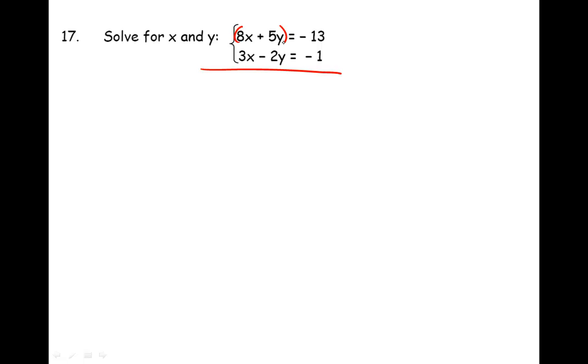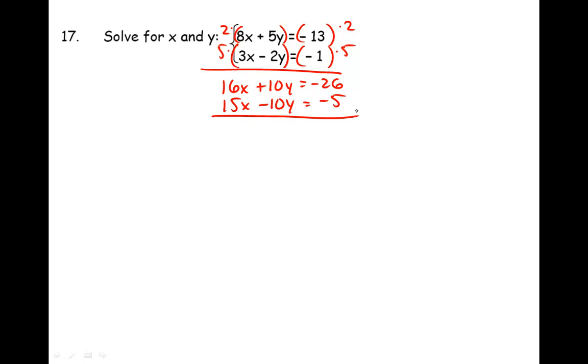I'm going to take my first equation and multiply both sides by 2. And then I'm going to take my second equation and multiply both sides by 5. When I do that to the first equation, I get 16x plus 10y is equal to negative 26. The second equation becomes 15x minus 10y is equal to negative 5. As you can see, the reason I multiplied the first one by 2 and the second one by 5 is because now the y's will eliminate.